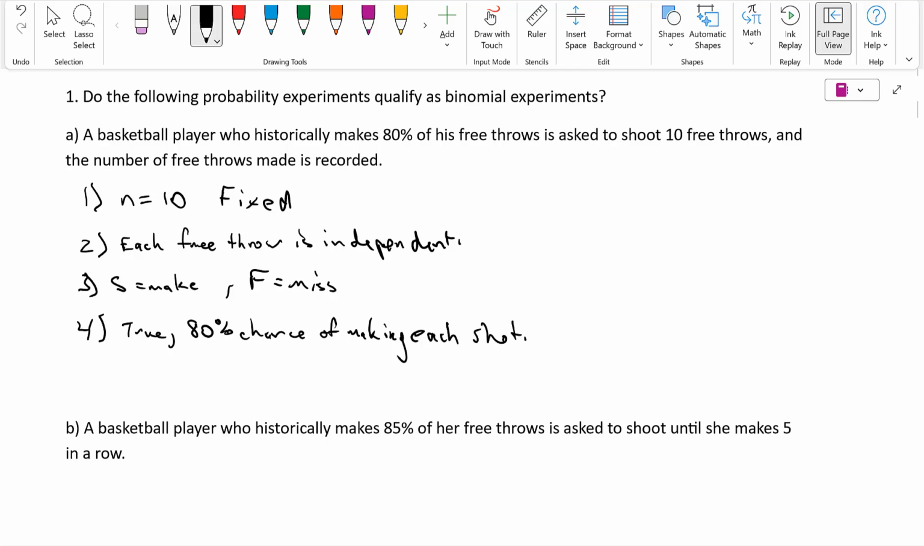All right, for B, we have a basketball player who historically makes 85% of her free throws, is asked to shoot until she makes 5 in a row. So I made this one nice and quick so you don't have to go with my writing. Hopefully you can see for number 1, we don't have an n, right? So we do not have a fixed number of trials. So not binomial, right? We're just going to keep shooting and tracking until we make 5 in a row.